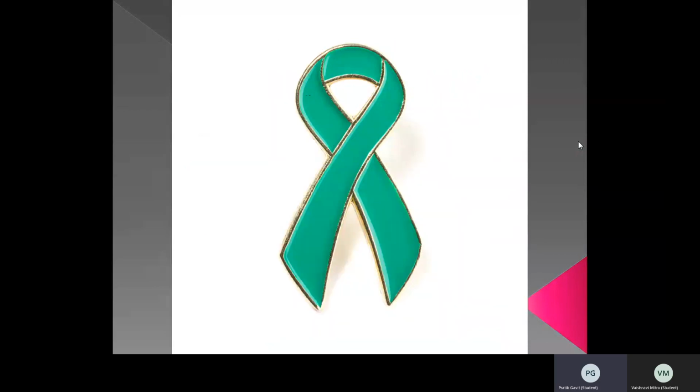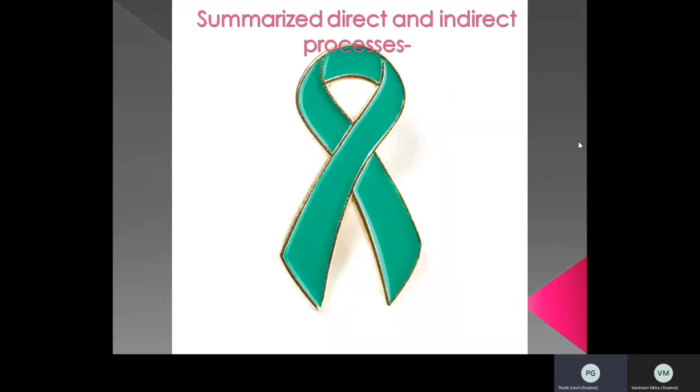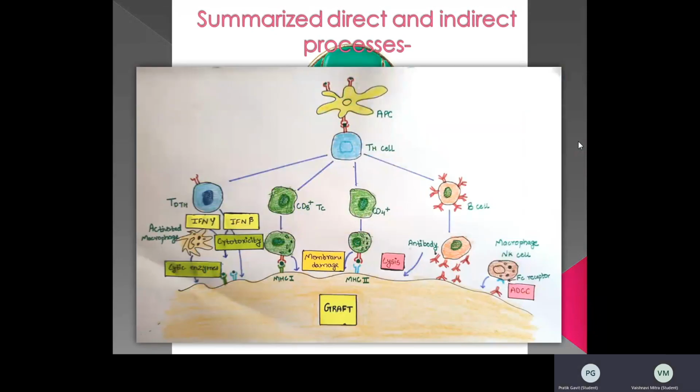So in this process, there is a major role of antibodies which are produced by the B lymphocytes and they're further destroyed by the macrophages. Now, comparing the direct and the indirect process which we just saw, we can see that the APC and the TH cells are interacting with each other, and the TH cells can be further seen as four different types. The first three types are of the direct process, and the last type, that is the B cell, is of the indirect process. In the first type, we can see that the TDTH cell is present.